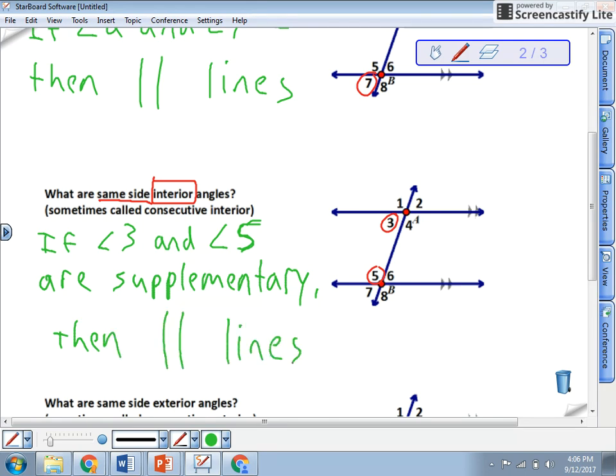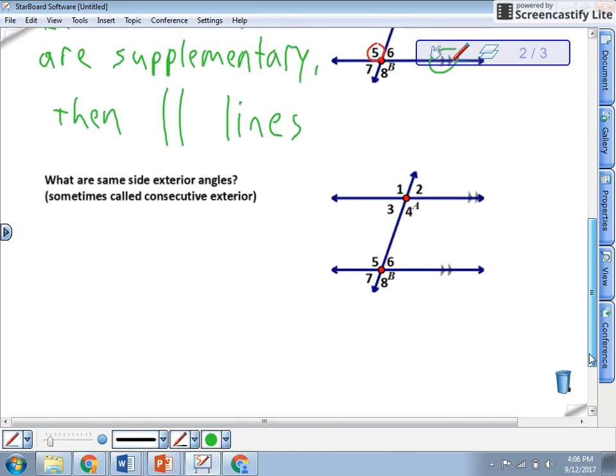So if you find that the angles are supplementary, then you can say the lines are parallel and they'll have those tick marks. Okay, all right, then we can prove that. And then same side exterior. Again, same side exterior. We talked about where these are yesterday. Go back and check out that video if you're not sure, but let's do 2.